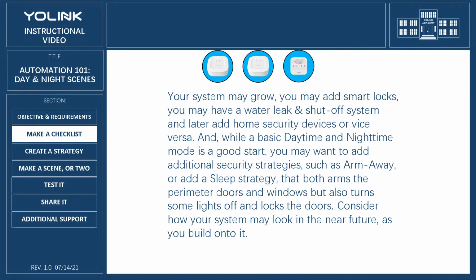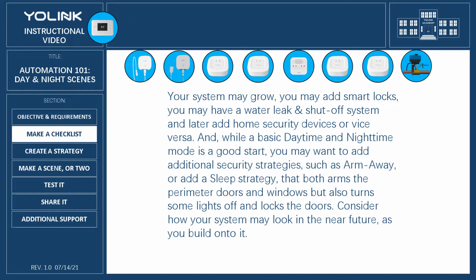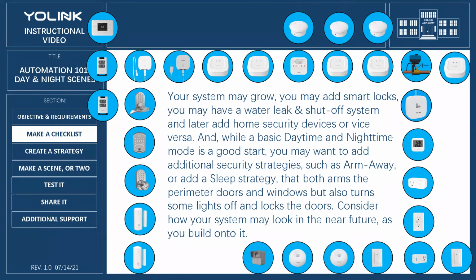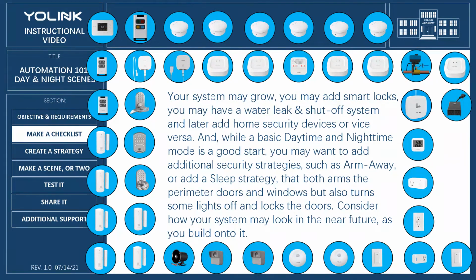Your system may grow. You may add smart locks, you may have a water leak and water shutoff system and later add home security devices, or vice versa. And, while a basic daytime and nighttime mode is a good start, you may want to add additional security strategies, such as arm away, or add a sleep strategy, that both arms the perimeter doors and windows but also turns some lights off and locks the doors. Consider how your system may look in the near future, as you build onto it.